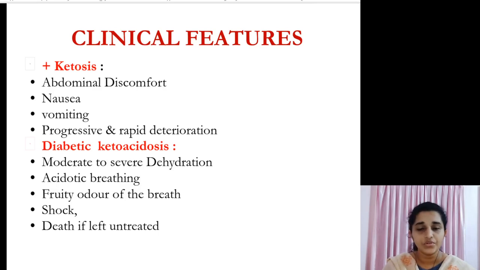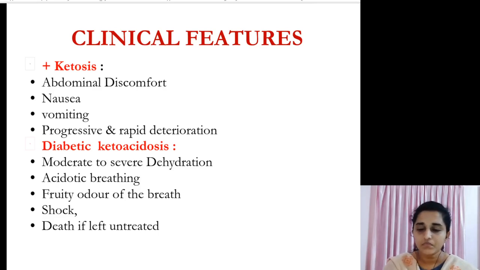Otherwise the child can go into dehydration or acidotic breathing. Why does this acidotic breathing happen? That is because of the increased breakdown of lipids in our body, which leads to the production of ketones. If the ketone level increases in the body, normally we know that the child goes into metabolic acidosis. So with this acidosis, the presence of acetone leads to the acidotic or fruity odor of the breath.